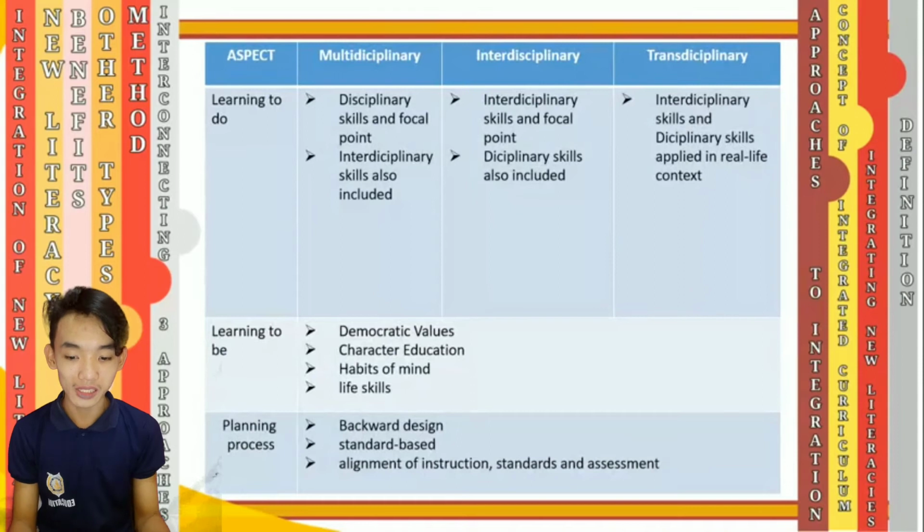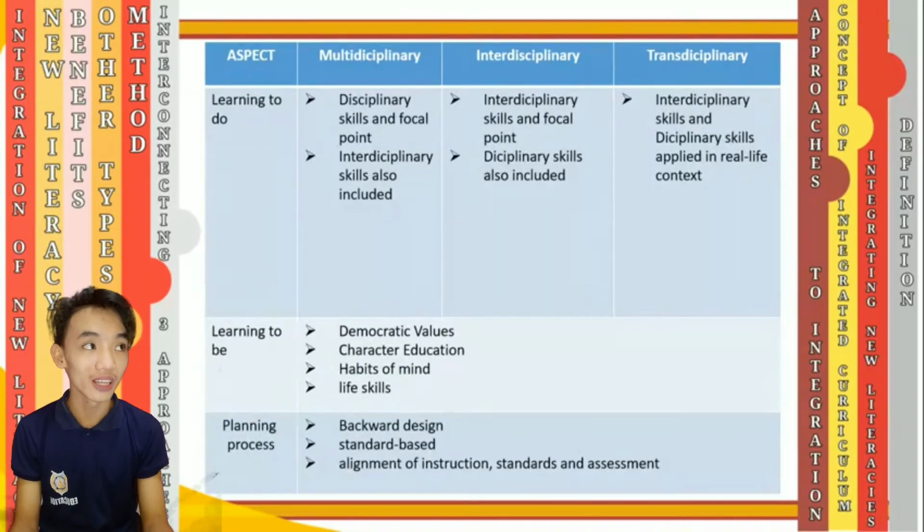In terms of transdisciplinary, interdisciplinary skills and disciplinary skills are applied in a real-life context. In the 10th aspect, which is learning to be, the democratic value, character education, habits of mind, and life skills.